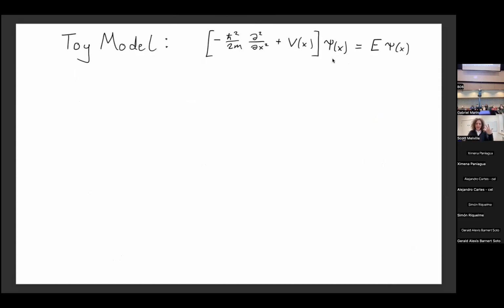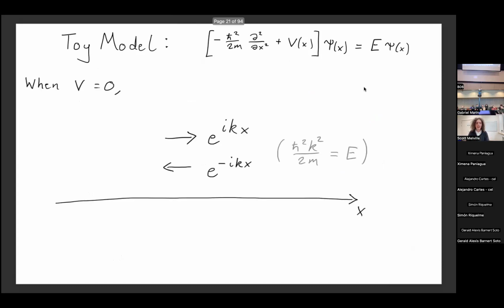So the toy model I have in mind is the Schrödinger equation. We want to solve for this wave function, psi. It depends on spatial position x, and you've got some potential V of x, which appears in this equation. Now, of course, if there's no potential whatsoever, then the Schrödinger equation is easy to solve. You can write a general solution as a linear combination of waves that travel to the right and waves that travel to the left.